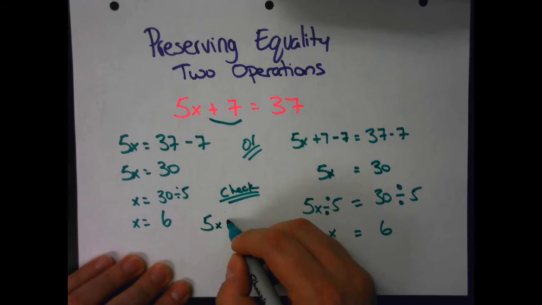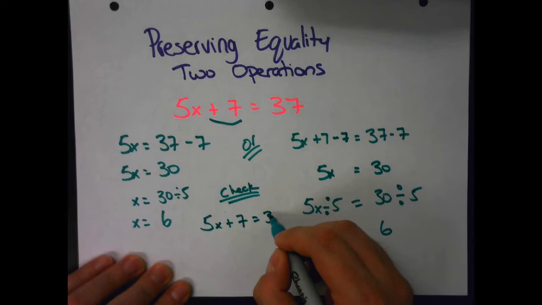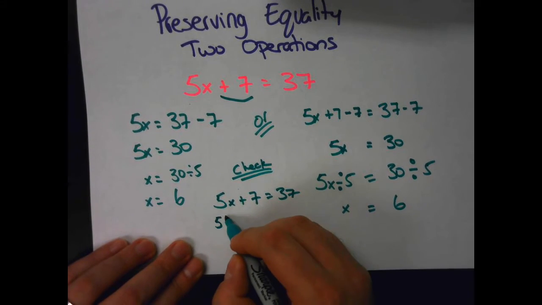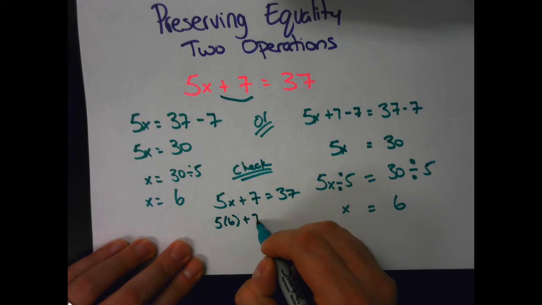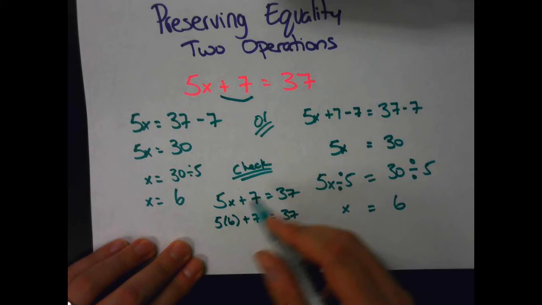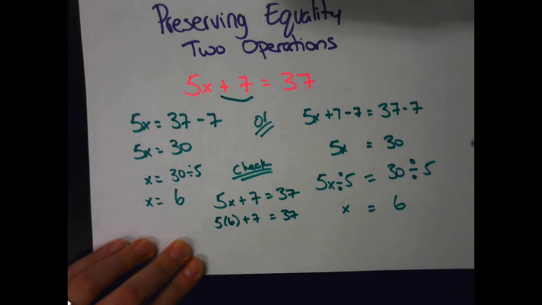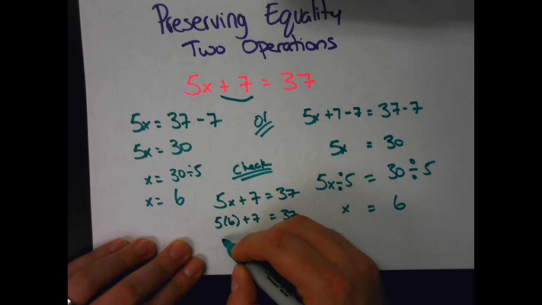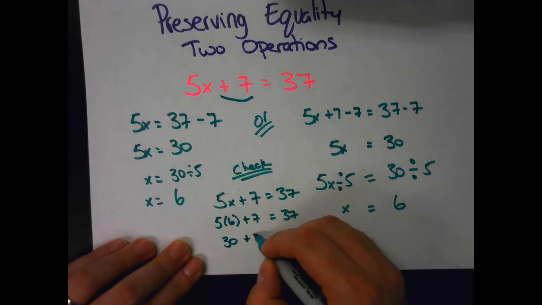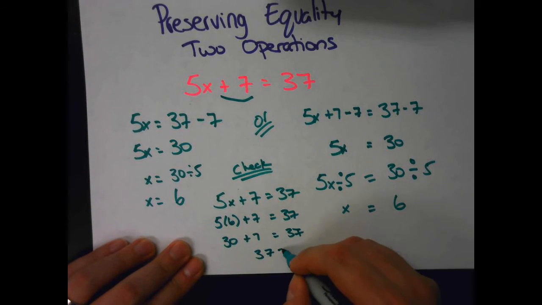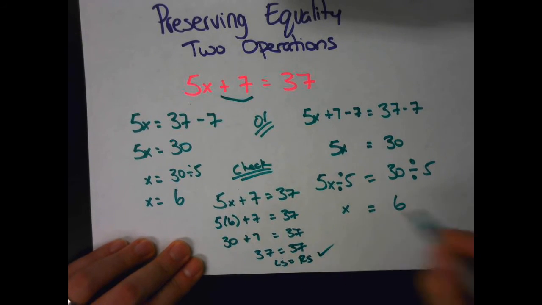And then when you check your answer, plug the numbers back in. So I'll just rewrite the equation so it's easier to see here. 5 bracket 6 plus 7 equals 37. BEDMAS tells us to do what first? Multiplication. What are we multiplying first then? 5 and 6. 5 and 6 is 30 plus 7 equals 37. 37 equals 37. Left side equals right side. And we're good.